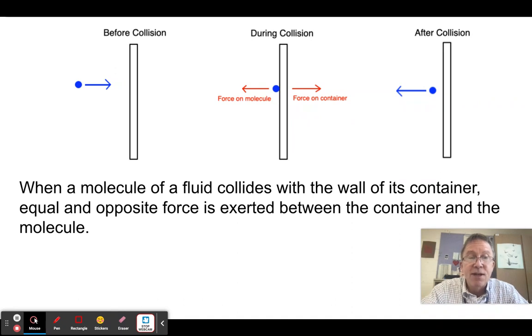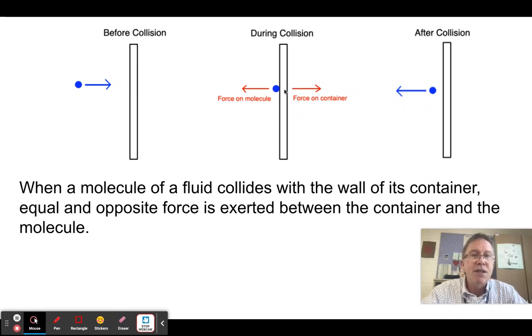So here's my attempt to try to get that across to you. Imagine I have the side of a container here. I have a molecule traveling towards it. The molecule is going to hit the wall. The wall is going to apply a force to the molecule, and the molecule is going to apply the same amount of force to the wall, the container, because that's Newton's third law for you, right? So after the interaction, the molecule will be traveling away from the wall.